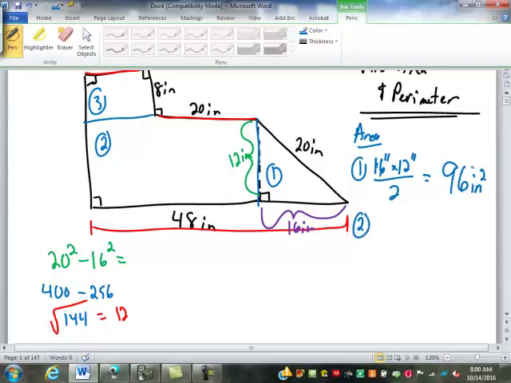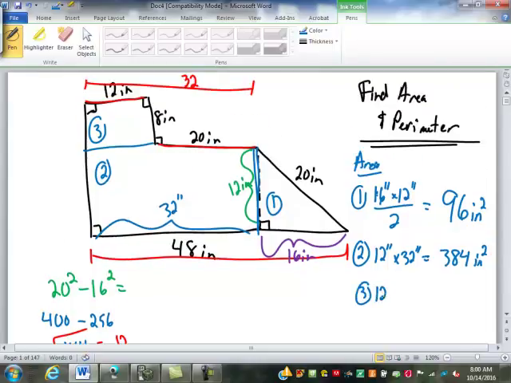How about for the rectangle, the piece 2 there? Well, we know it's 12 here. What's this? 32. We've already found that up above. So that's going to be 12 inches by 32 inches. It's a rectangle, so we don't have to divide. So that's what, 384? I believe. I think that's right. And then piece 3 is a rectangle that is 12 inches by 8 inches, or 96. So we add those all up, and we get what? 576 square inches, I believe, is my area.